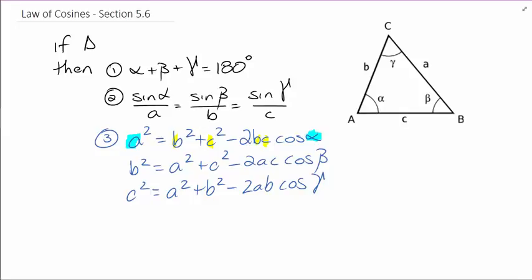If we have angle beta, we would need to use the second iteration of the law of cosines. If we had all of A, B, and C and we're looking for an angle, then we're going to have to choose which of these three we'd like to use.